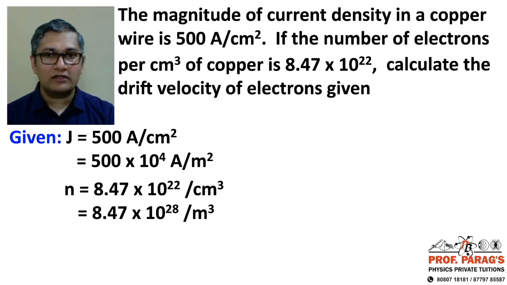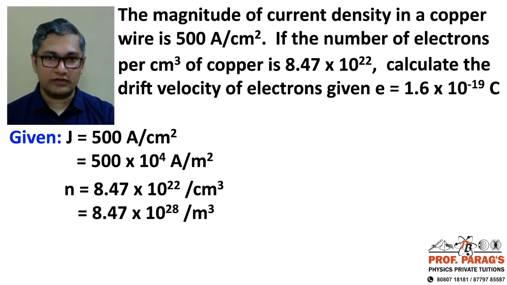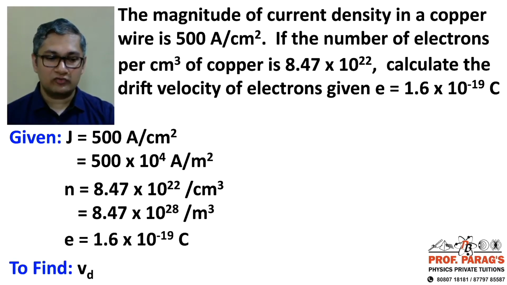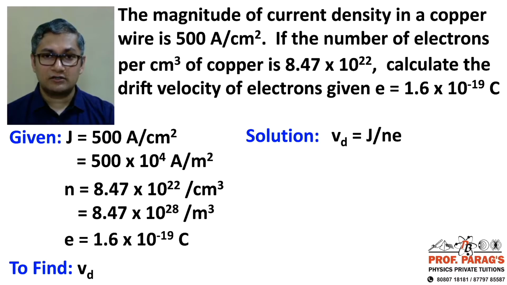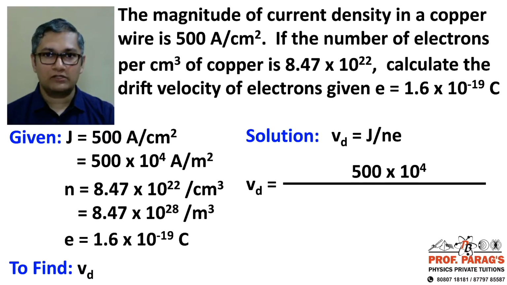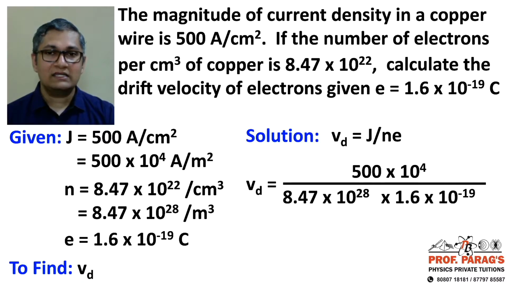Calculate the drift velocity of the electrons given the charge of electron. Even if it's not given, we should know this number. e is 1.6 10 raised to minus 19. And what are they asking us to find out? It is the drift velocity, so Vd, and we already know the formula, right? You need to have a football if you want to play the football. So it's J upon ne. So let's just plug in the numbers. J, we are going to use as 500 into 10 raised to 4 divided by n. What is the value of n? It's 8.47 10 to the power 28, and e is 1.6 10 to the power minus 19.